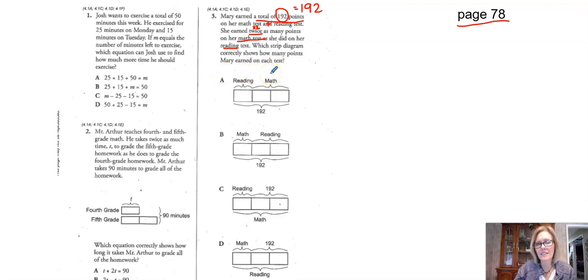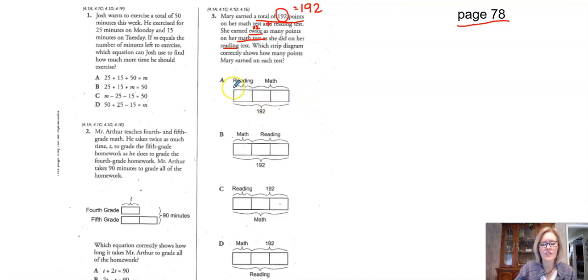Just keep in mind, anytime you see a strip diagram, the things inside of the strip diagram have to all add up. All strip diagrams use adding as their base. So whatever happens in these, you have to remember, it adds up to the big thing. So let's take a look at our choices, okay?